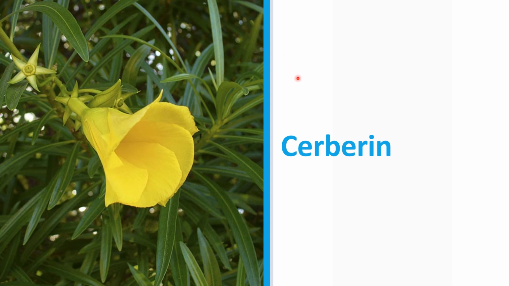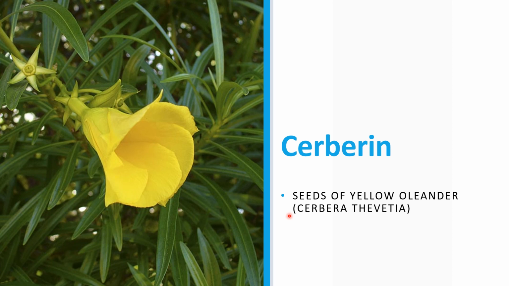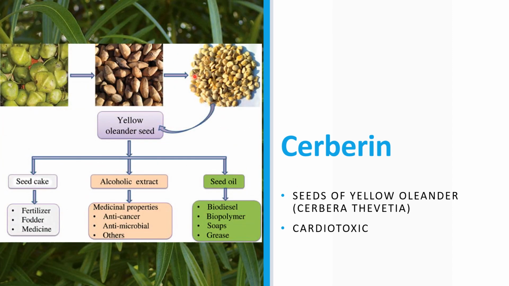Another is the cerberin. Cerberin is derived from the seeds of the yellow oleander, Cerbera thevetia, and it is said to be cardiotoxic and extremely toxic at higher doses. Although it is cardiotoxic, it also has some medicinal properties according to some studies. The yellow oleander seed, particularly its alcoholic extract, has been found to have anti-cancer and antimicrobial properties.